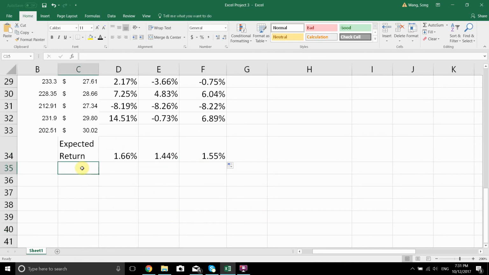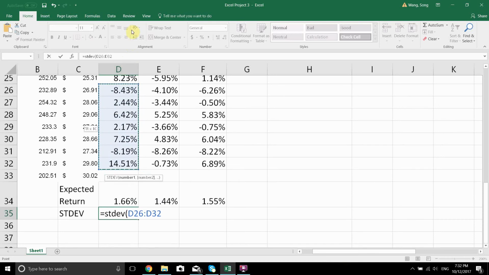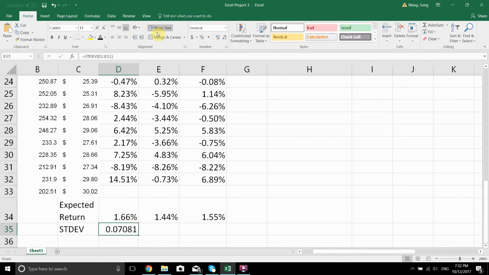Okay, the next job is to get standard deviation. For the time being, I just use the abbreviation, standard deviation, and that's also pretty easy to get. You got STDEV, and that's it. STDEV, that's the formula of Excel to get standard deviation. And then you select all the returns, not prices, but returns, and then hit enter. And the standard deviation should be in the format of percentage, and then you can drag it all the way to the right.